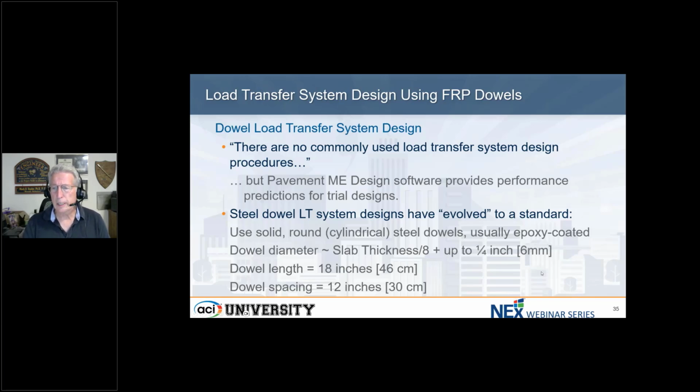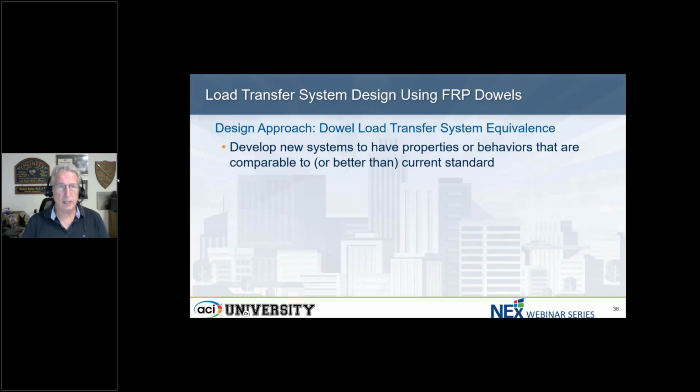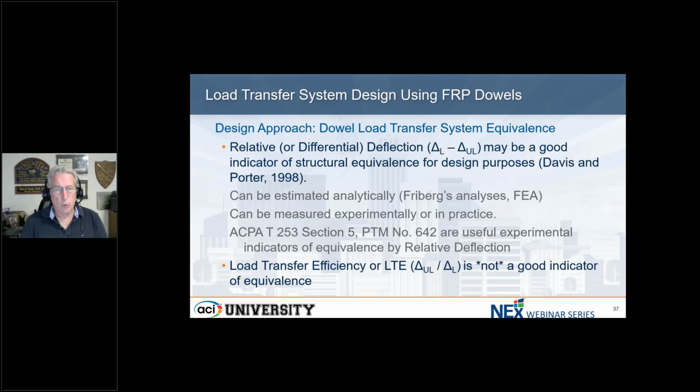So what do we do for FRP? What's our design approach for FRP or any non-round steel system, whether it's hollow dowels or plate dowels or whatever you got? Well, one concept is you develop the new system to have properties or behaviors that are comparable to or better than the current standard. One approach that's been recommended by, again, Max Porter at Iowa State University about 26 years ago was to use relative deflection, which is, again, that difference between the loaded side and the unloaded side of the joint.